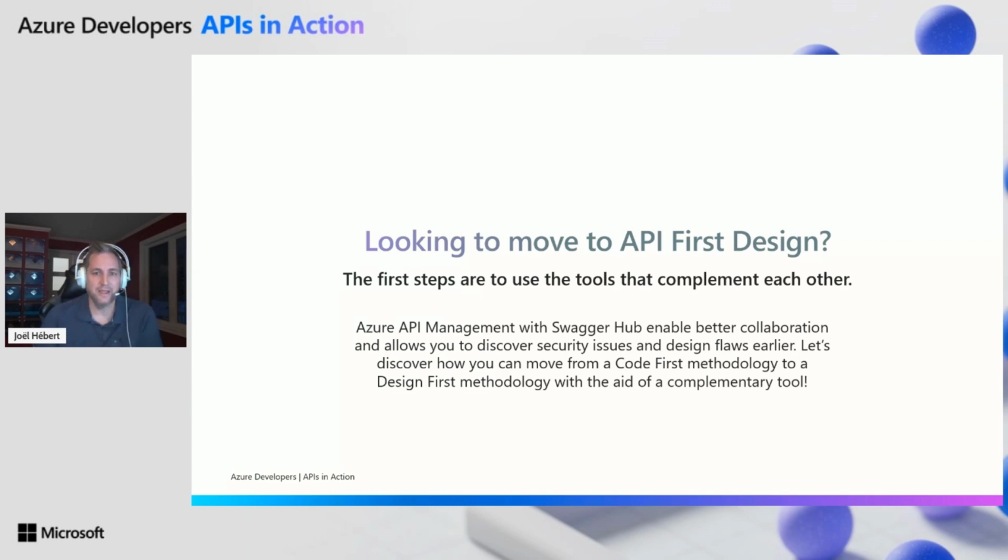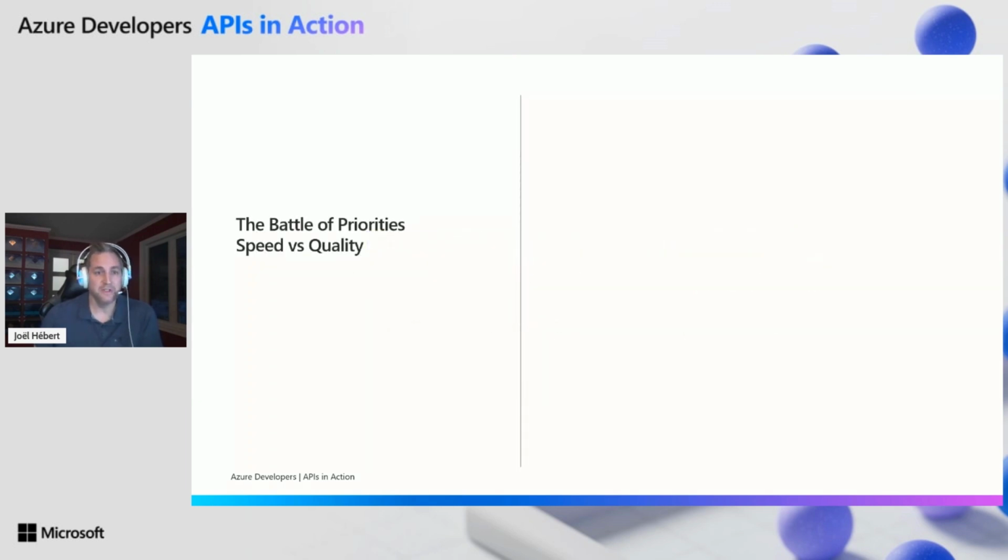Let's take a look at the different methodologies and how we can enhance the way that you can do API first design with Azure API Management. First and foremost, let's talk about code first and design first, two different paradigms. I like to call this the battle of priority. On one side, you have speed, on the other side, you have quality.